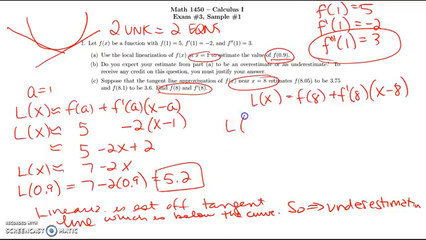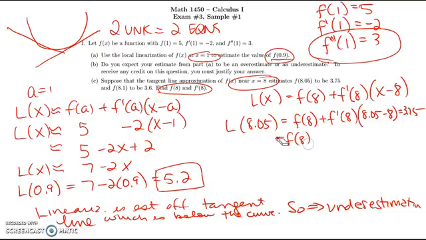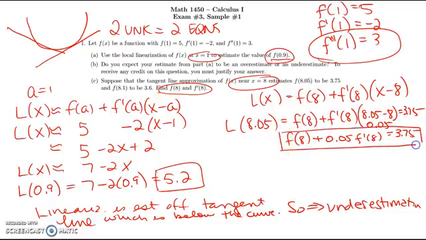So the first one is near 8.05. That's f of 8 plus f prime of 8 times 8.05 minus 8, and that equals 3.75. I'm just going to clean that up a little bit. And this is 0.05, right? So f of 8 plus 0.05 f prime of 8 equals 3.75. There's one equation.